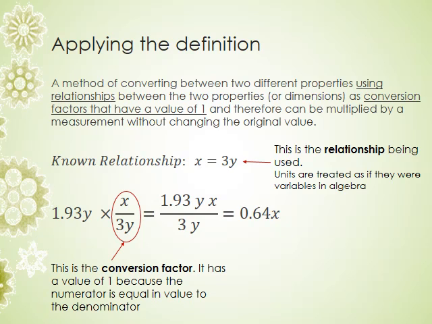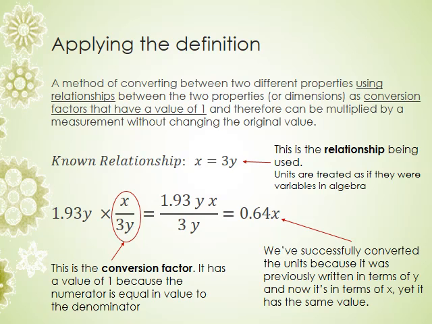Also, when we did our final conversion and we had that ratio of x to 3y, that was called our conversion factor. We said we have multiplied using conversion factors that have a value of 1 and therefore can be multiplied by a measurement without changing the original value. This has a value of 1 because due to our known relationship, x and 3y are equal values, and a ratio with equal values on the top and the bottom has a value of 1. All conversion factors must have a value of 1, so they always have to have equal quantities in the numerator and the denominator.